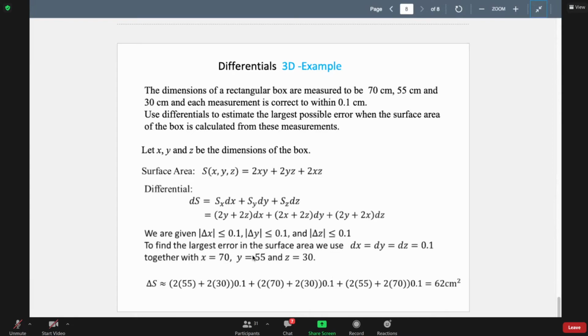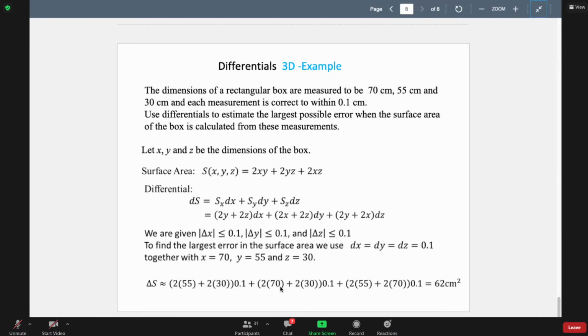So to find the largest error, we will consider this worst possible case. Let's assume that delta x, delta y, delta z is 0.1. That's the worst case scenario. And x, y, z are 70, 55, and 30, that's given. So now delta S can be approximated by this differential. When you substitute, you get this, with 0.1.